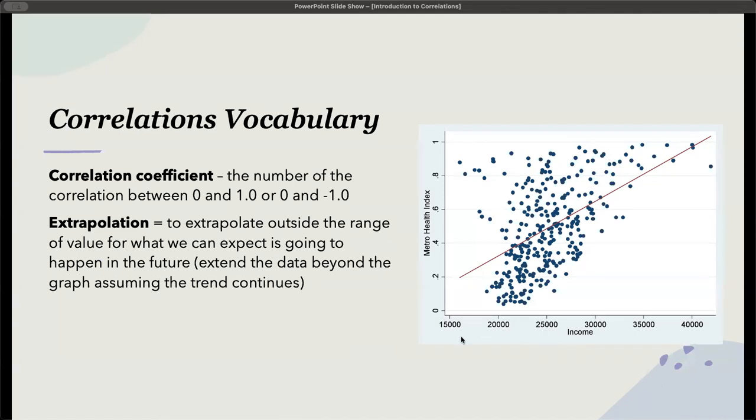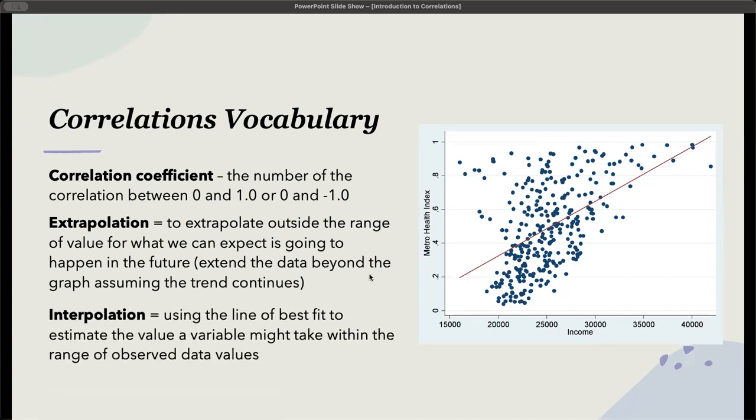So here we can see income along the bottom. Now, if I were to find somebody who was making, say, 50,000 in income, we could assume that they're going to be in the top right-hand corner of this graph.